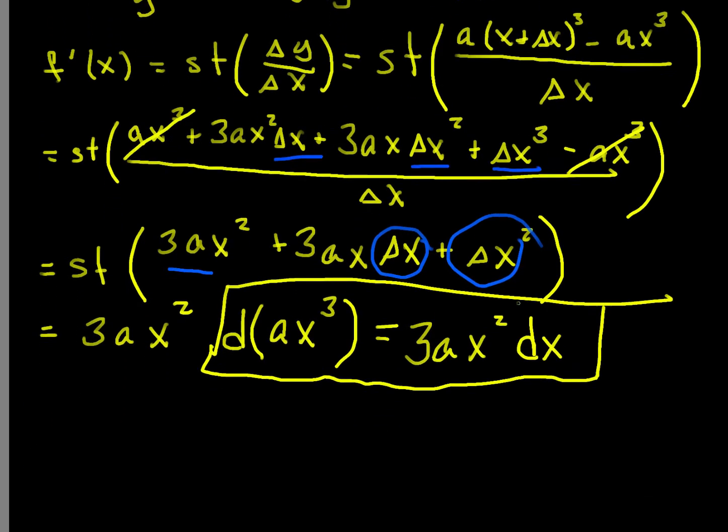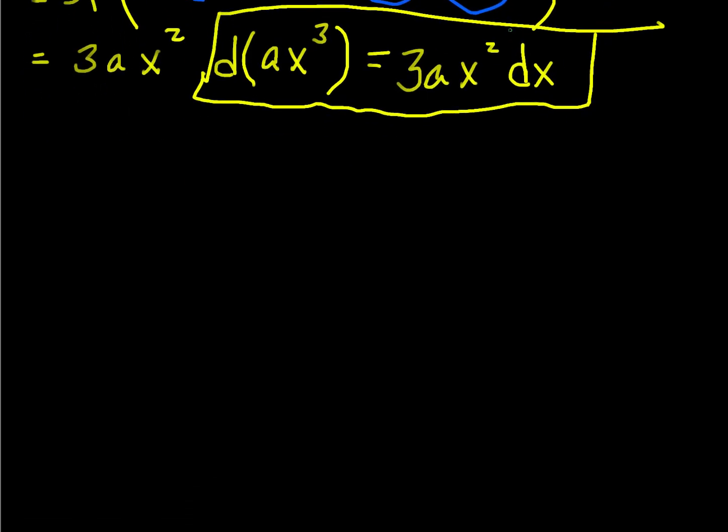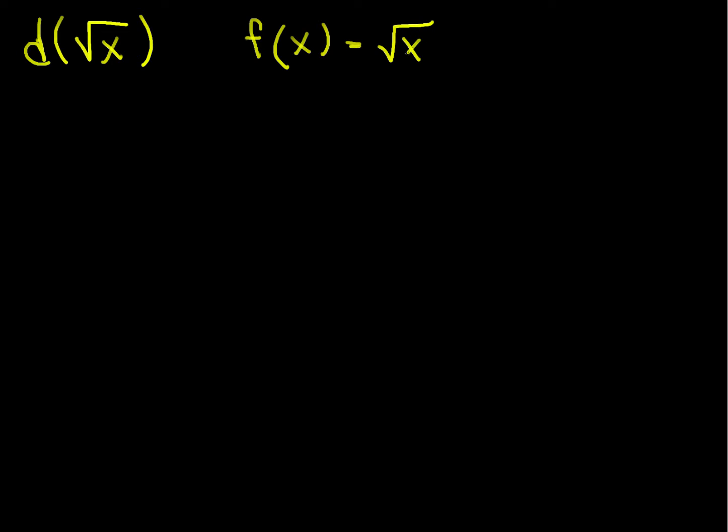Let's take on another example. So let's calculate the differential of the square root of x. So what is the differential of the square root of x? Well, again, to deal with this, we need to figure out what is the derivative of square root of x. So again, I'll do the setup. F of x is equal to square root of x. That's our y.